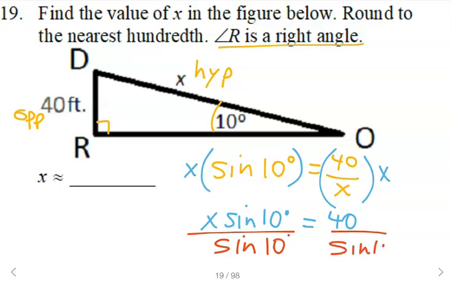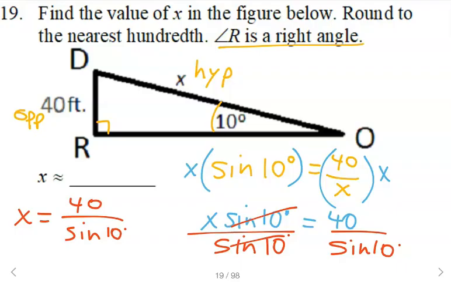So we're going to our calculator with 40 divided by the sine of 10 degrees. If your calculator doesn't like it as a fraction, do division. Rounded to the nearest hundredth, we get about 230.35.